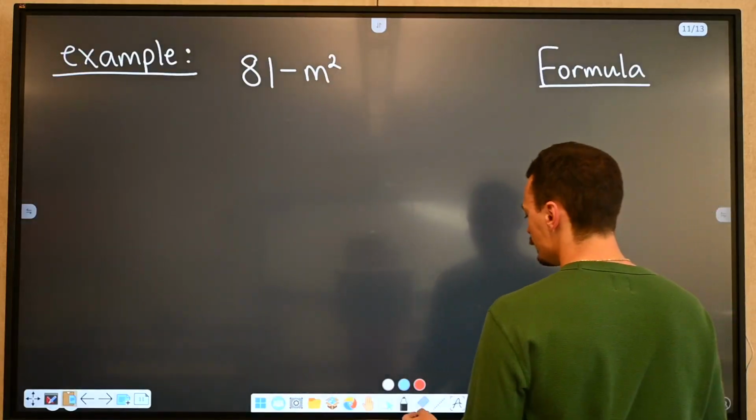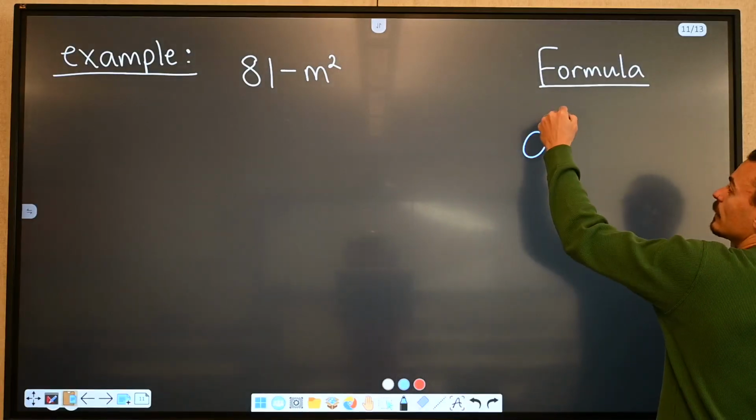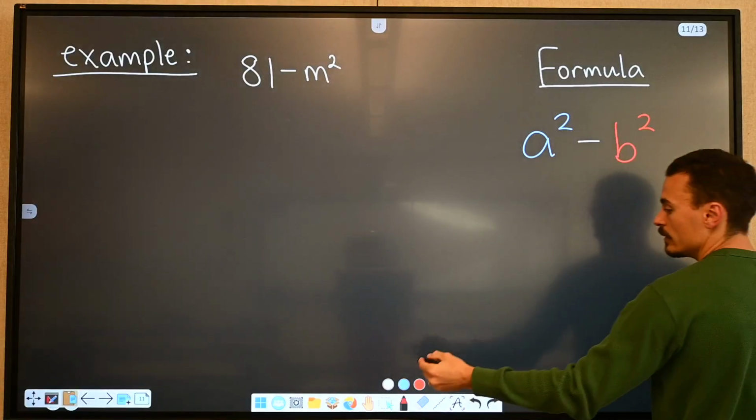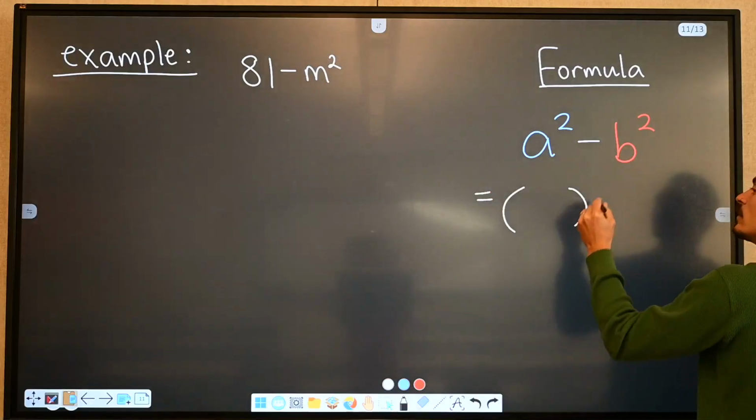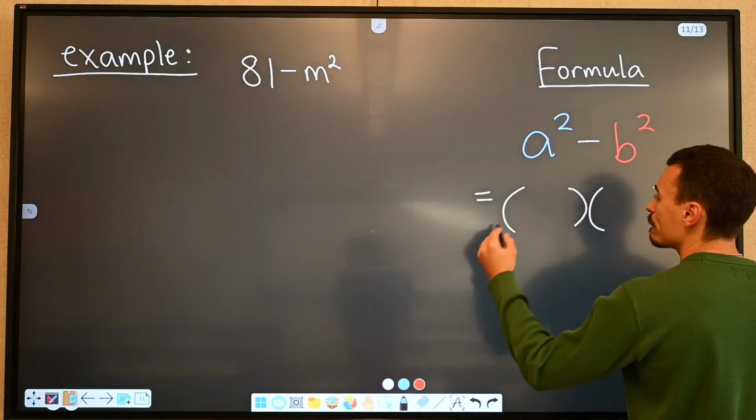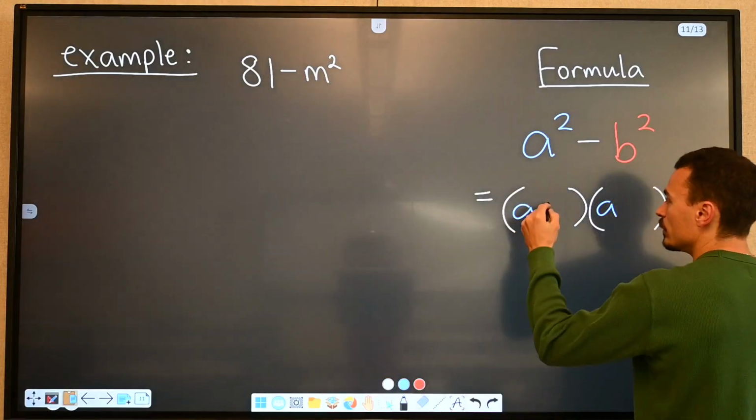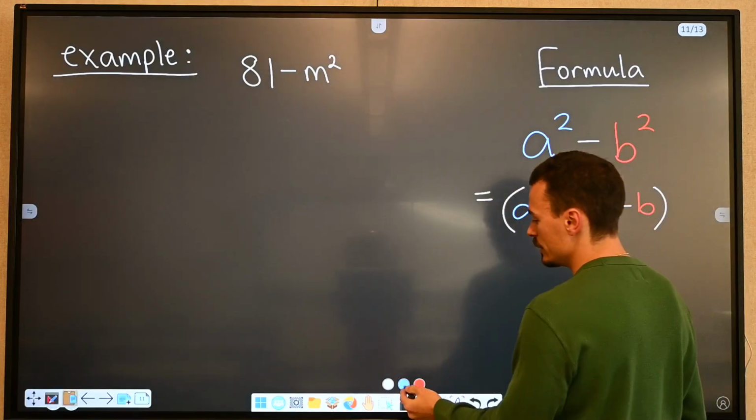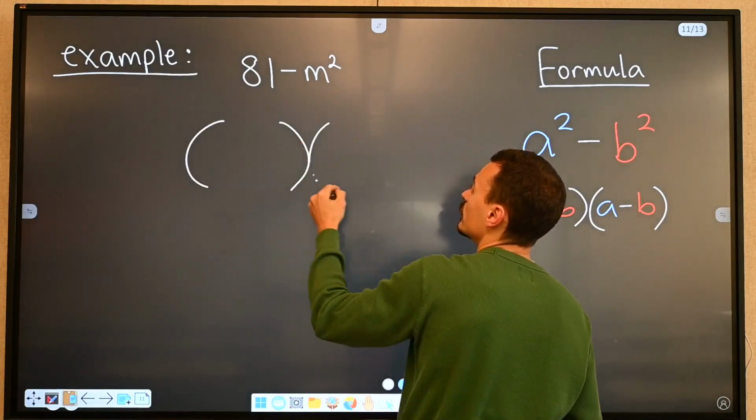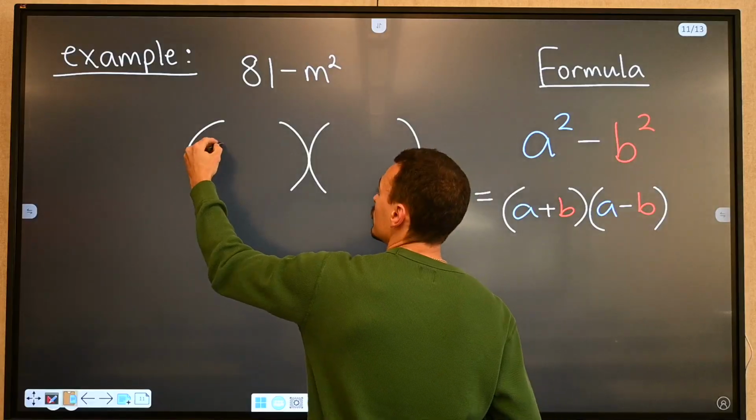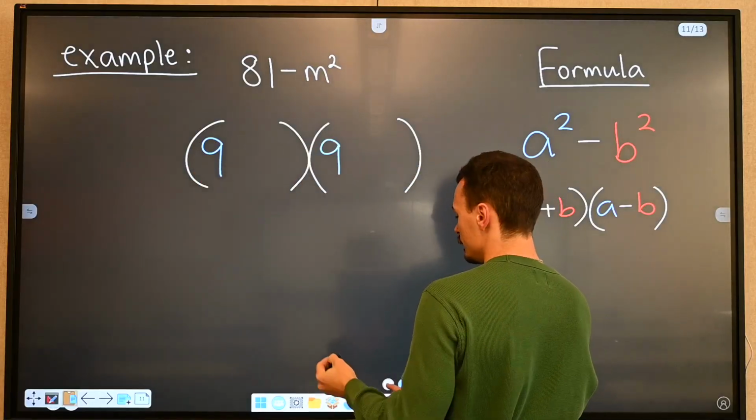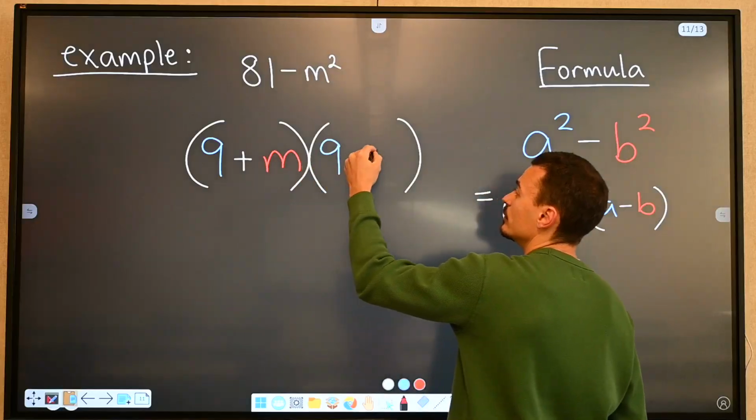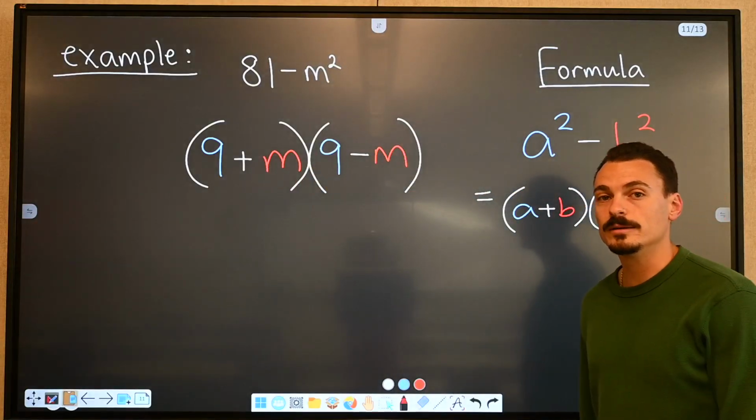Okay, this one, our formula, a squared minus b squared is going to equal a plus minus b. So if we're looking at this question, right here, we have 9 plus minus, the m squared is just m. We take the square root of that. That would be done.